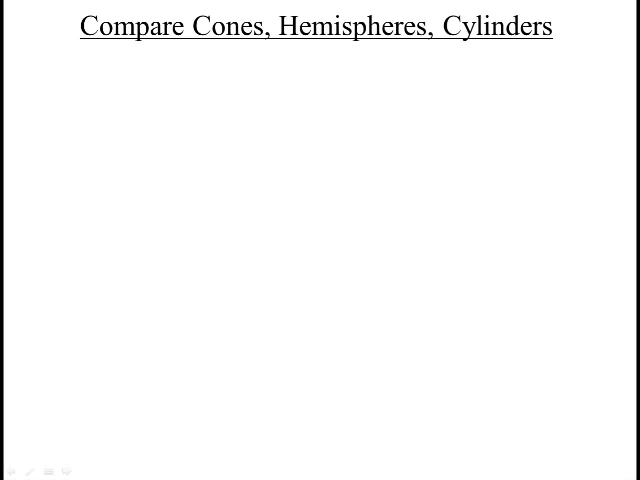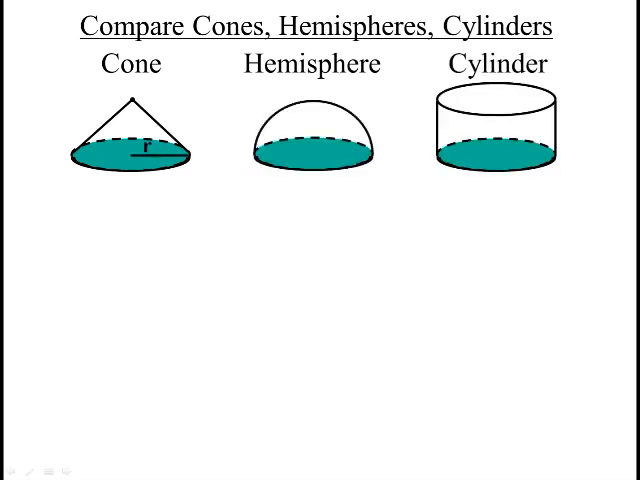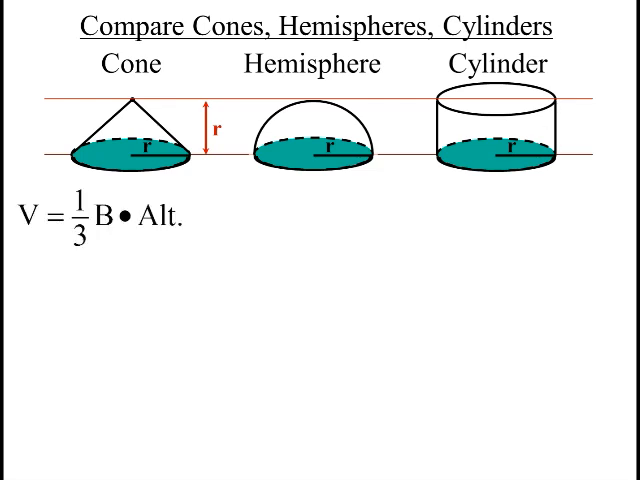So here's an interesting comparison. Let's say I have a cone with a radius r, and a hemisphere with a radius r, and a cylinder with a radius r. What we're going to do is compare the volumes of these three. They would all have the same height r. I'm going to say that the height of the cone is r. The hemisphere would definitely have a height of r. And we're going to say the height of the cylinder is r as well.